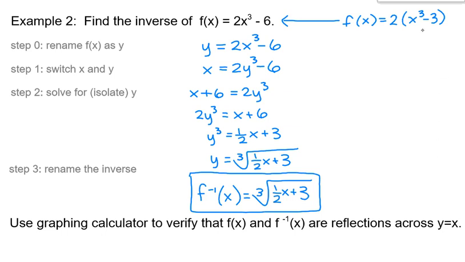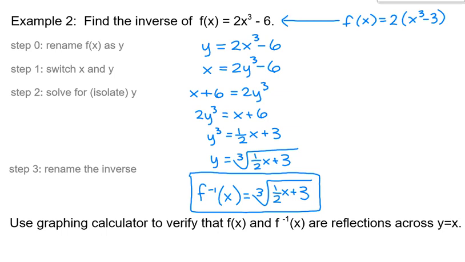F of x has x cubed, so cubing function. Inverse has cube root function. Those are inverses. F of x has times 2. F inverse has divided by 2. So we're seeing all the inverse operations in play in reverse order.